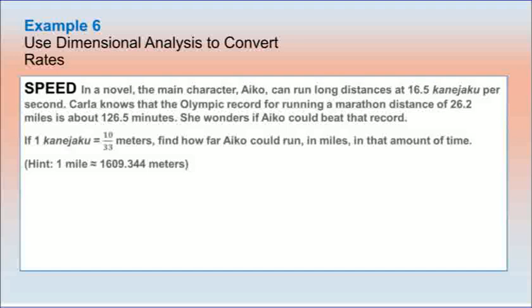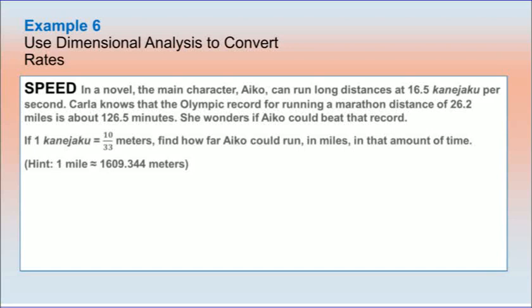Example 6, use dimensional analysis to convert rates. In a novel, the main character, Eiko, can run long distances at 16.5 Kanajuku per second. Carla knows that the Olympic record for running a marathon distance of 26.2 miles is about 126.5 minutes. She wonders if Eiko could beat the record. If 1 Kanajuku equals 10 over 33 meters, find how far Eiko could run in miles in that amount of time.